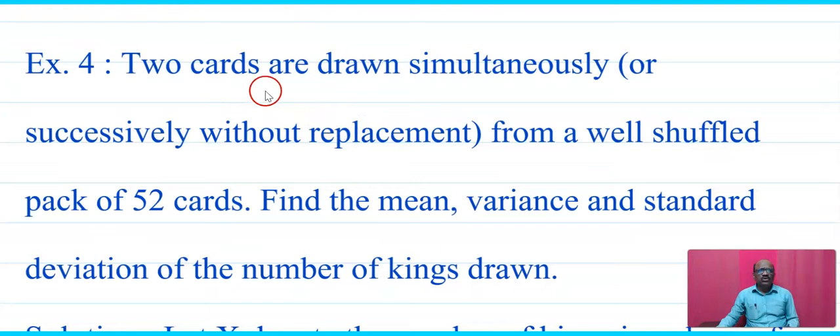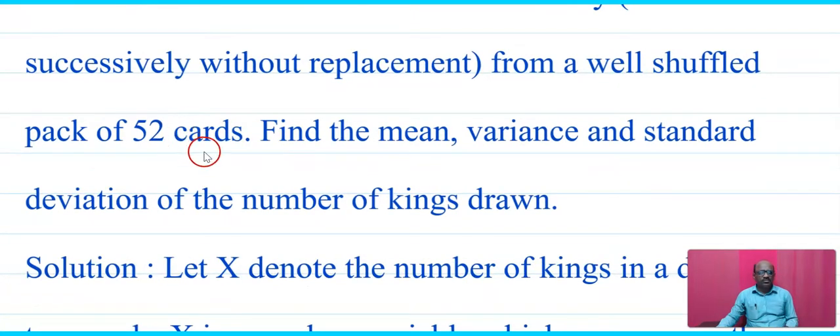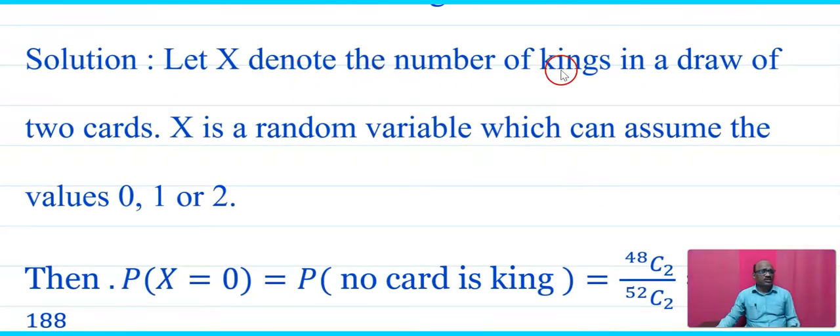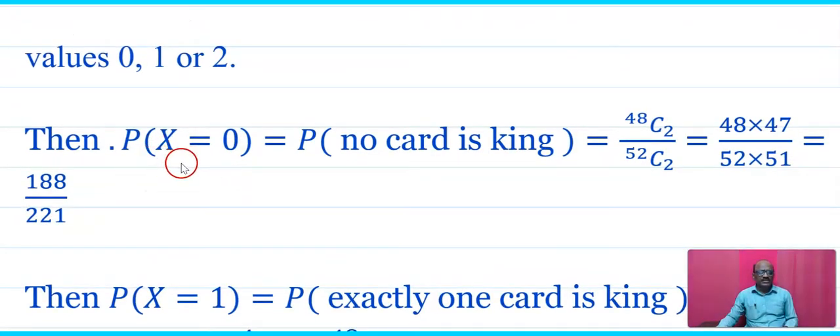Next problem: two cards are drawn simultaneously or successively without replacement from a well shuffled pack of 52 cards. Find the mean, variance and the standard deviation of the number of kings drawn. Let X denote the number of kings in a draw of two cards. X is a random variable which can assume the values 0, 1, 2. Then P of X equals 0, that is no king.